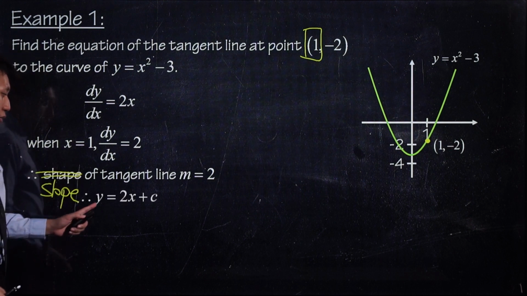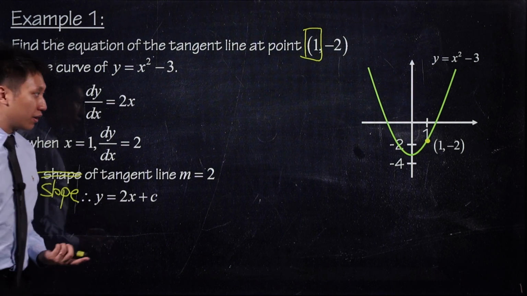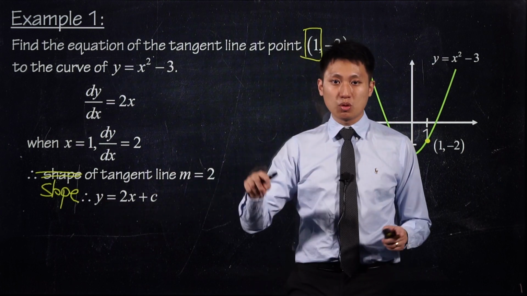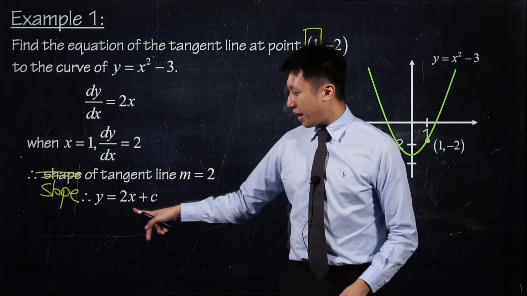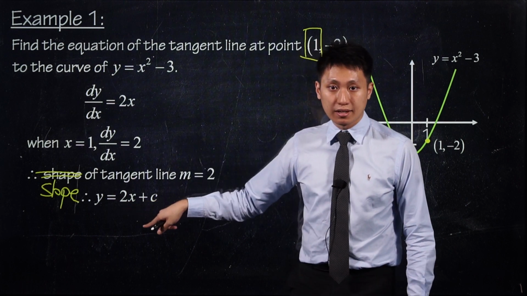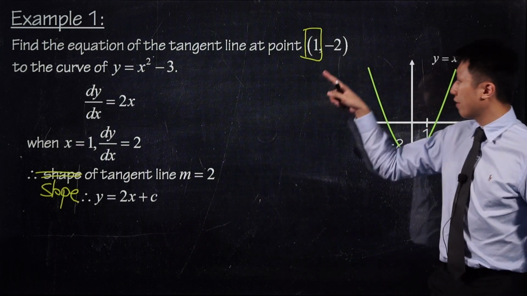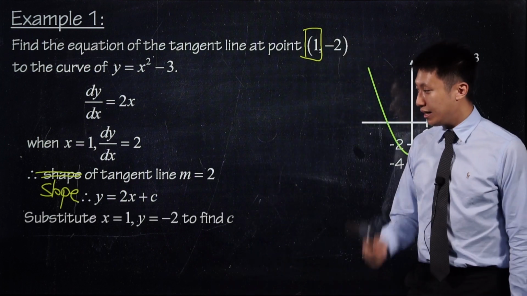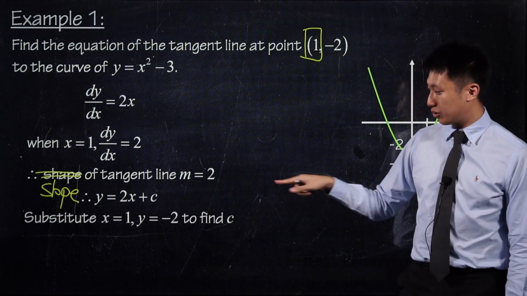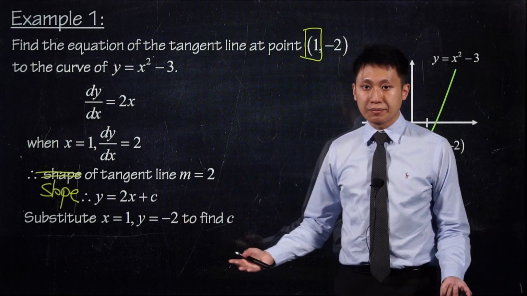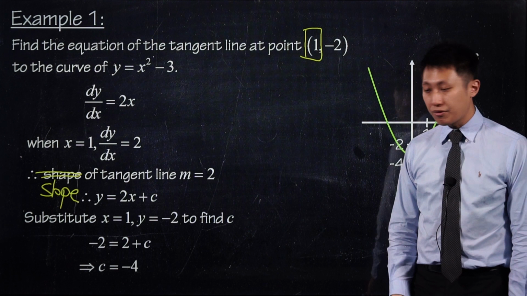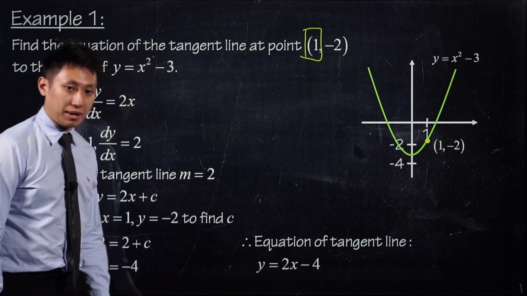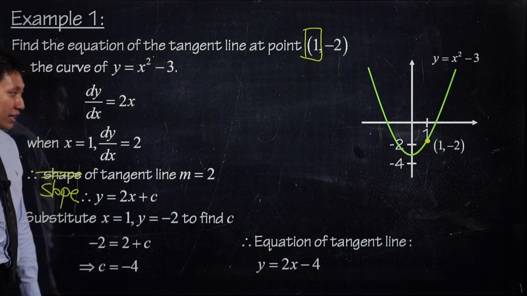So y will be equal to 2x plus c. Why is that so? You've learned this in chapter 6, right? The slope m is given, so y is equal to mx plus c. Your slope is 2, so it's 2x plus c. Then how do I find the c here? You have a coordinate here. You substitute this coordinate into x and y, then you can find c. I substitute x equals 1, y equals -2 into that equation, and hence c will be -4. After I substitute it back into the equation, I get the final equation of the line, y equals 2x minus 4.